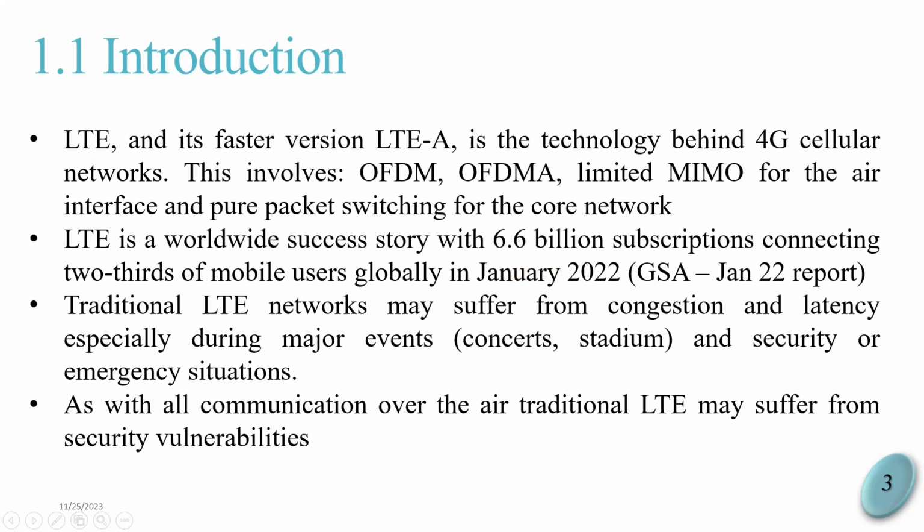As with all public networks, traditional LTE networks suffer from congestion and latency, especially during major events. Events where a large crowd of people gathers together, like concerts and sport events in stadiums, may overload the network. Also, security or emergency situations where many people are trying to connect at the same time may overload the network. Also, as with all communication over the air, traditional LTE may suffer from security vulnerabilities.